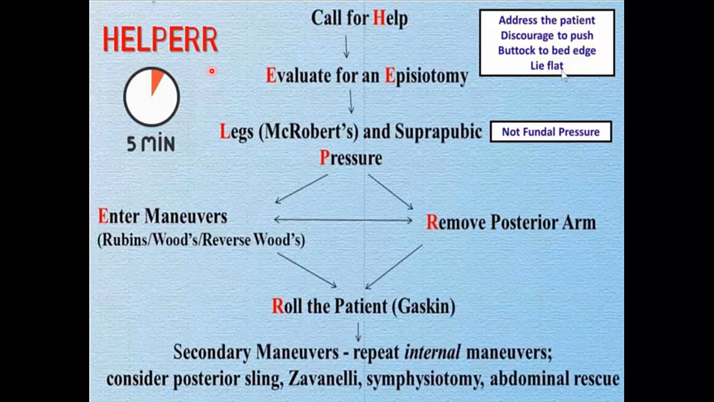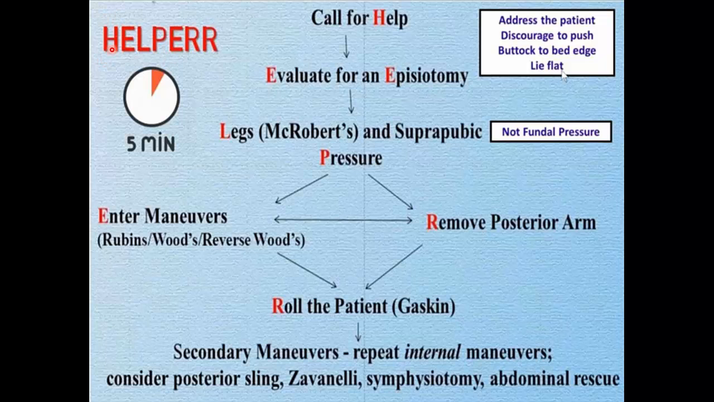Here, this is about shoulder dystocia management. What is meant by HELPERR? Anybody knows? It's a mnemonic for the shoulder dystocia drill: H for call for help, then E for evaluation of episiotomy, and L is for the legs, to check whether the patient is in McRoberts, and P for pressure, and then enter maneuvers, and finally the all-fours position roll. Yes, excellent, Dr. Bushby, thank you.